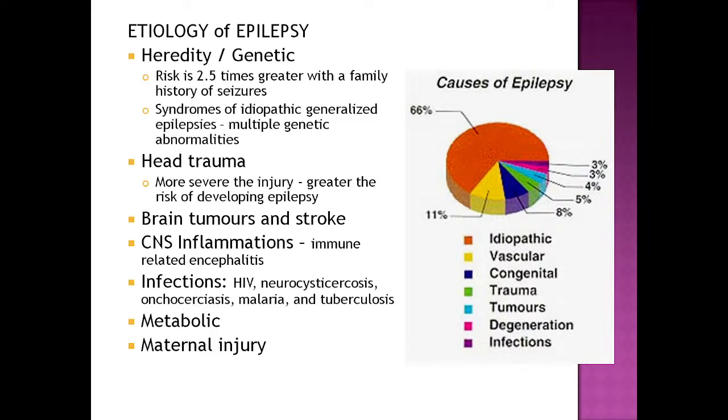Next is etiology of epilepsy. What can be the possible causes of a person having epilepsy? Hereditary or genetic causes are very well established. Only 1 or 2% of epilepsies are known to have single gene defects. Most of the epilepsies which have a hereditary component are known to be associated with multiple gene defects.